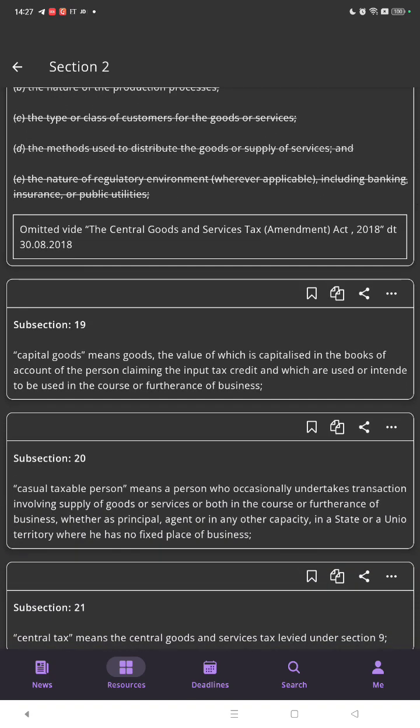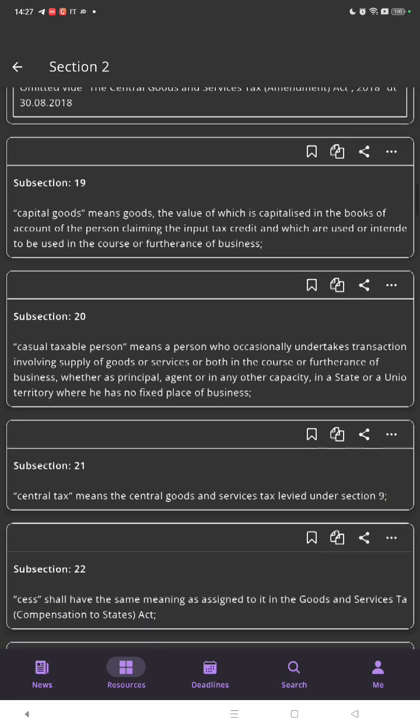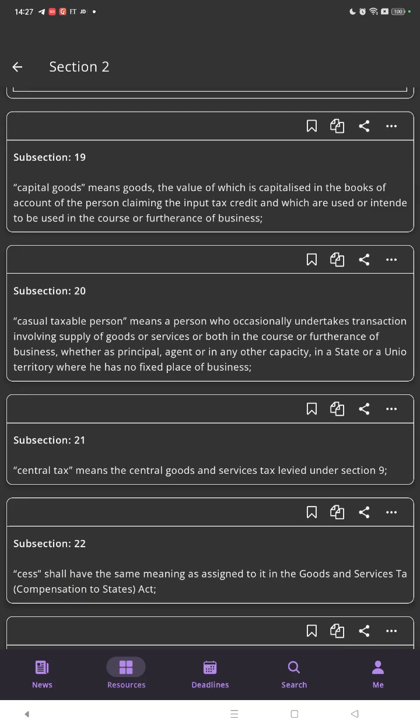Subsection 19. Capital goods means goods the value of which is capitalized in the books of accounts of the person claiming the input tax credit and which are used or intended to be used in the course or furtherance of the business. Subsection 20. Casual taxable person means a person who occasionally undertakes transactions involving supply of goods or services or both in the course or furtherance of business, whether as principal, agent or in any other capacity, in the state or union territory where he has no fixed place of business.